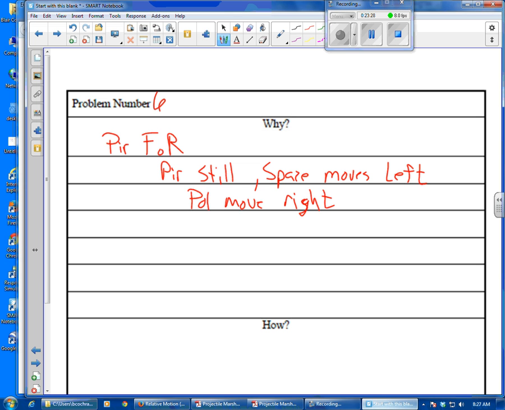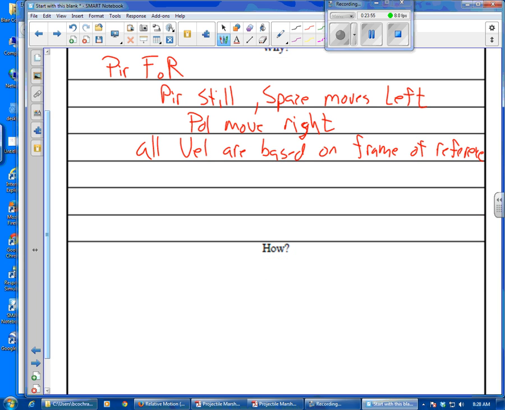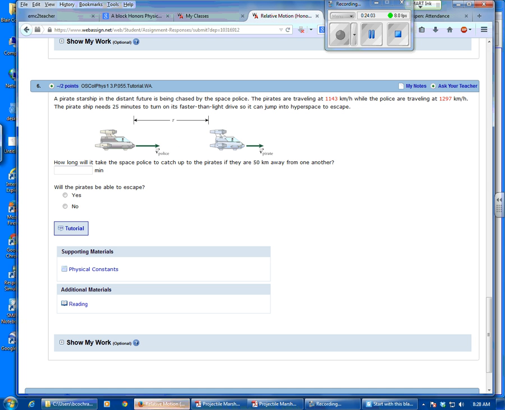And probably good to have it. This would probably have been good to have in number 1 also. All velocities are based on frame of reference. And I'm going to do a little diagram here. Maybe I should grab their diagram. That could be helpful.